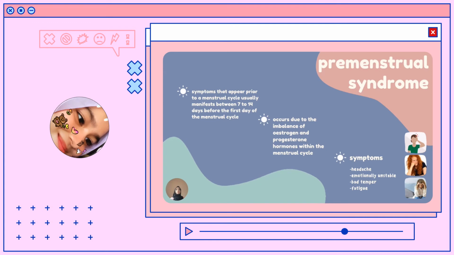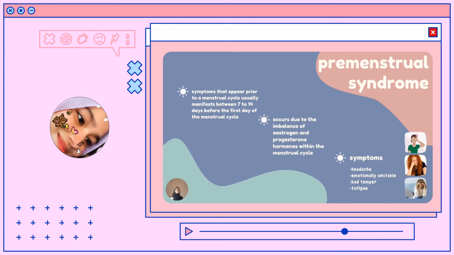Okay, premenstrual syndrome. The symptoms that appear prior to a menstrual cycle usually manifest between 7 to 14 days before the first day of the menstrual cycle. It occurs due to the imbalance of estrogen and progesterone hormones within the menstrual cycle. These are the symptoms such as headache, emotionally unstable, bad temper, fatigue. If you're experiencing emotional instability, like you suddenly want to cry or suddenly get mad without any reason, that might be the symptoms of your premenstrual syndrome.